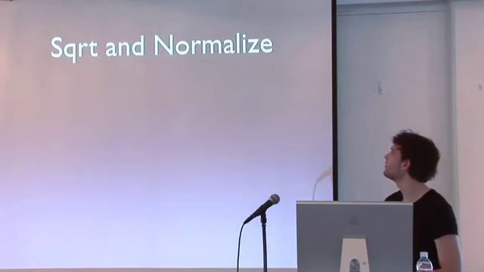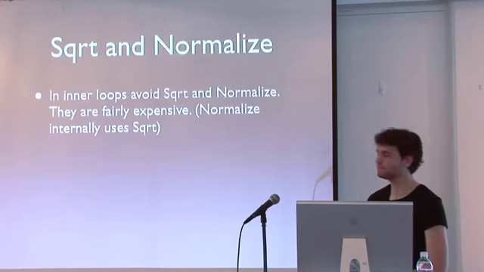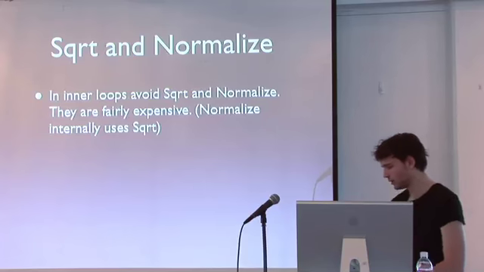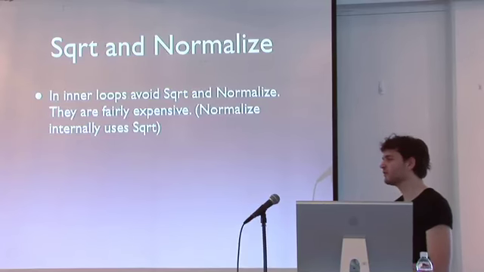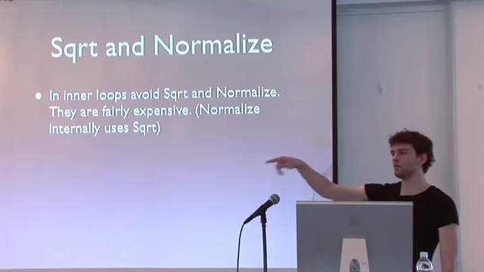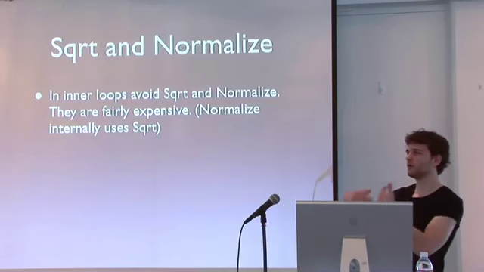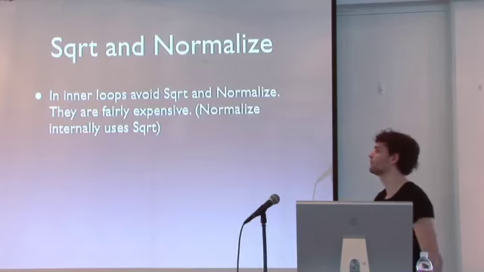So, square root and normalize. Normalize functions are very common in games, of course. Like when you try to get a direction: I'm here, you're there, what's my direction? You want to normalize that because you want to walk at a constant speed along that direction.